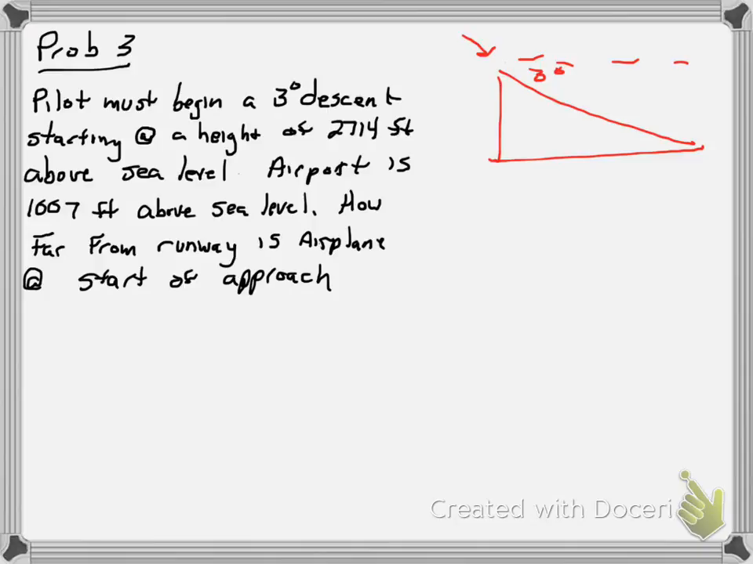They say that the height is 2,714 feet above sea level, and the airport is 1,007 feet above sea level. So, what is this distance here? If this is my airport, and this is my plane, what is this distance? That's going to be 2,714 minus 1,007. Why? Because they're both above sea level, so we're good. That's going to give me 1,707. So this distance right here is 1,707 feet.